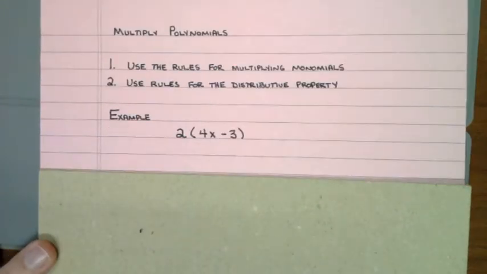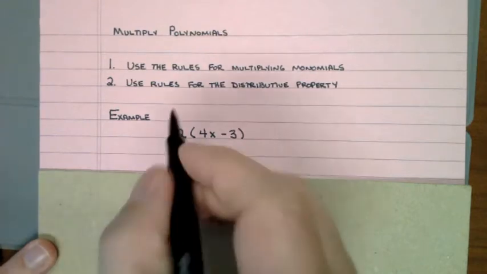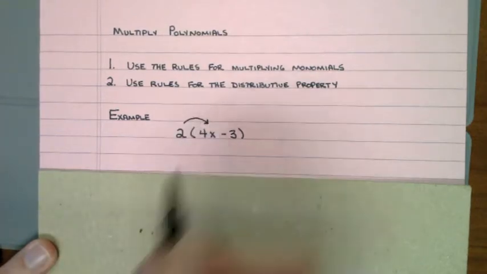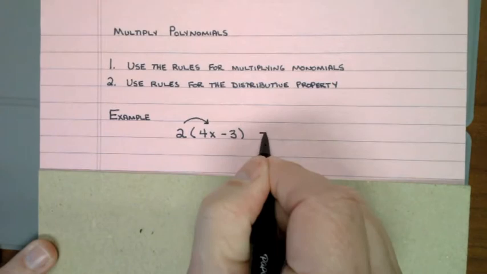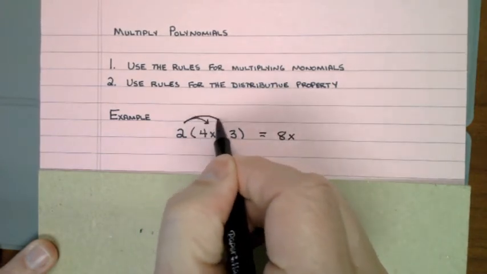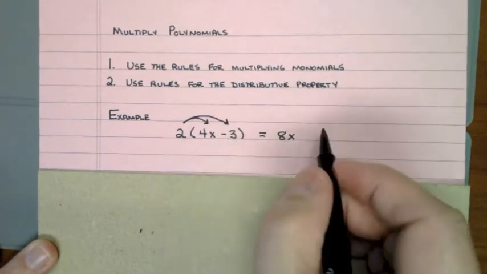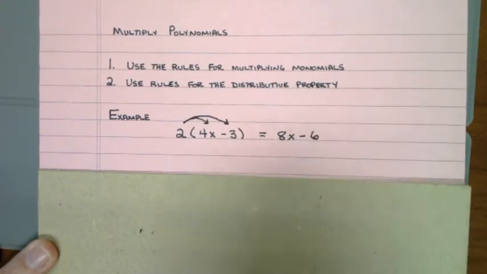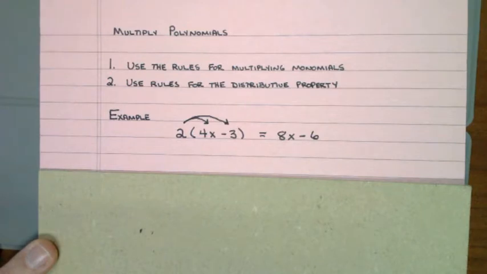Example number 1. You're taking a monomial, 2 is a monomial, and you're going to multiply it to this binomial, 4x minus 3. You're going to take that 2 on the outside and multiply it to each one on the inside. 2 times 4x, 8x. 2 times negative 3, negative 6. So you simply take what's on the outside and multiply it to what's on the inside.